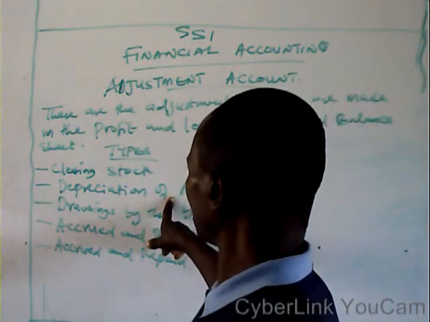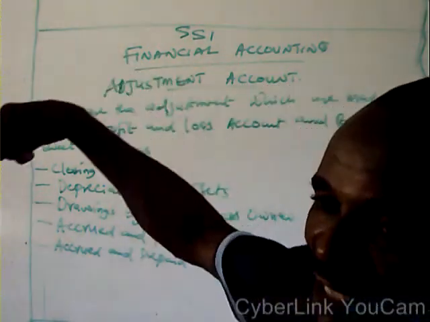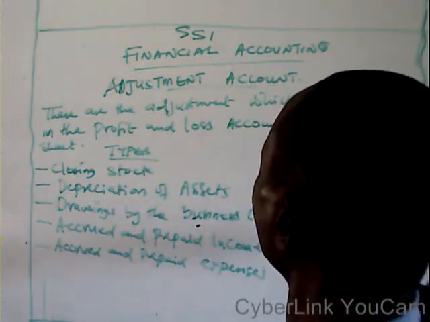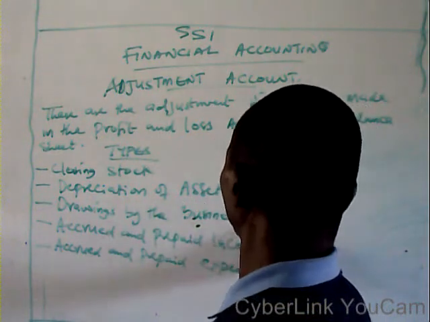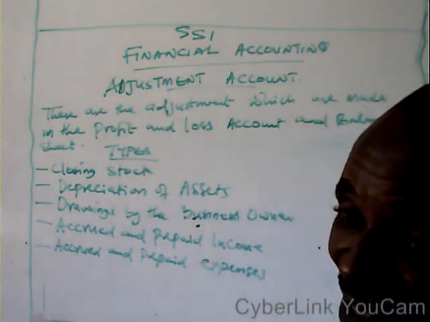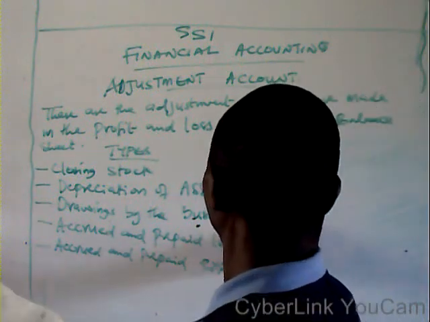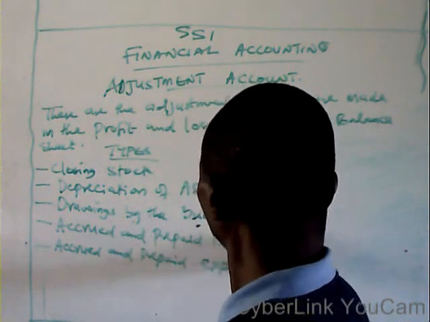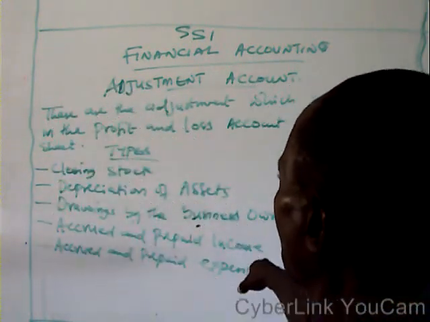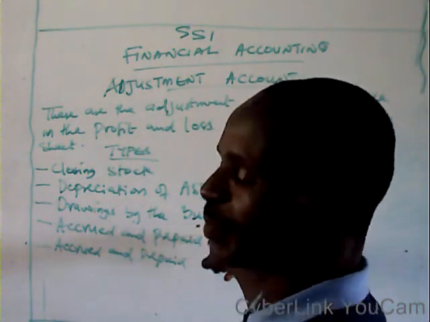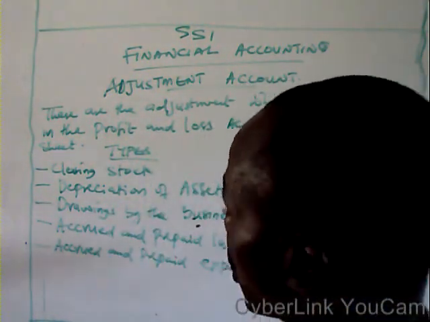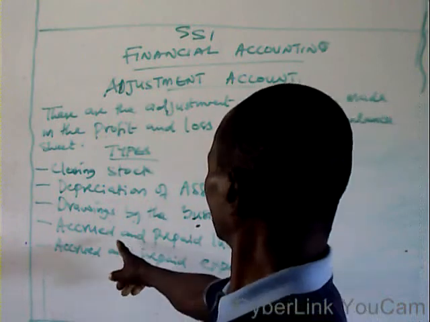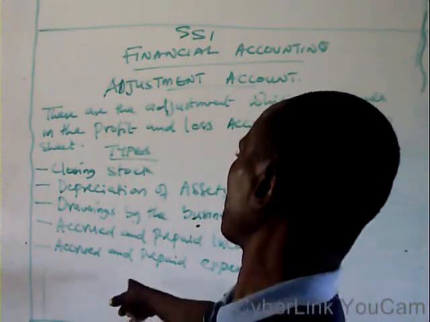For depreciation of assets, the value of depreciation is transferred to be part of your expenses, and the same value is subtracted from the asset concerned. Drawing by the business owner, that is, goods withdrawn for personal consumption, will affect the total purchases. That's why whatever the value of goods withdrawn for personal use, it is deducted from the purchases figure. The second treatment is to add it to your total drawing, that is, the drawing given or appearing on your trial balance. And then we have accrued and prepaid expenses.